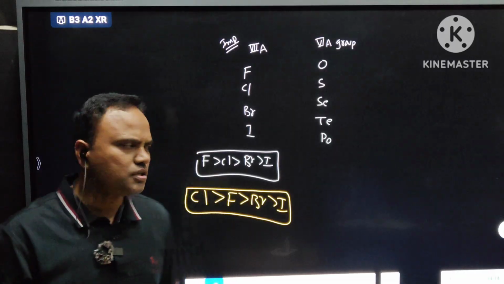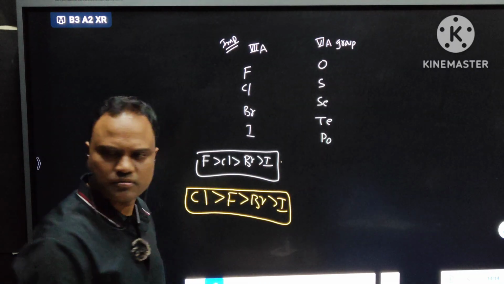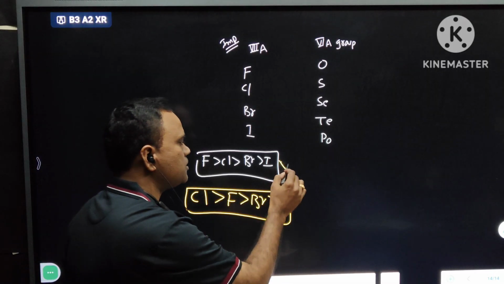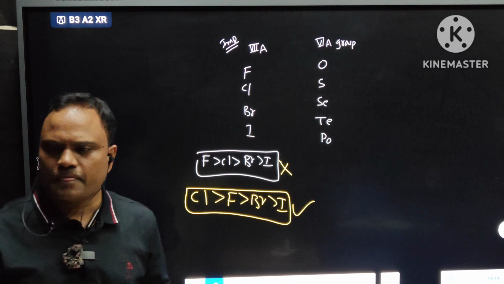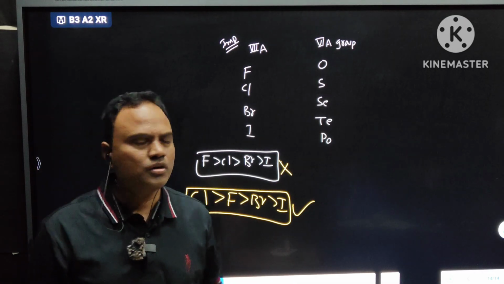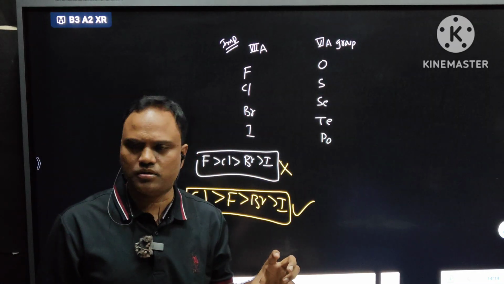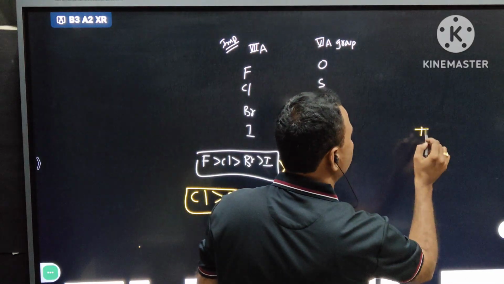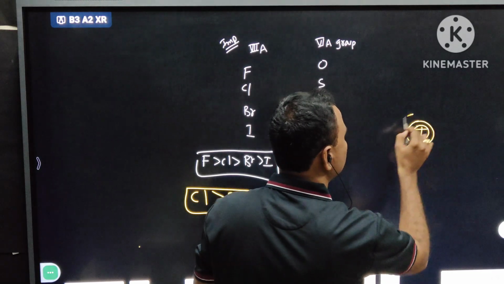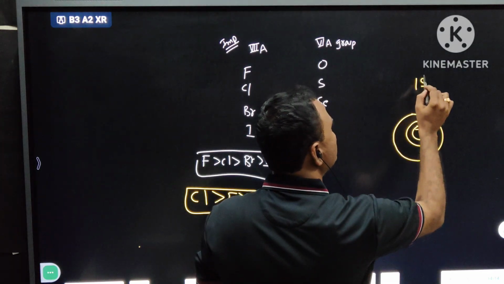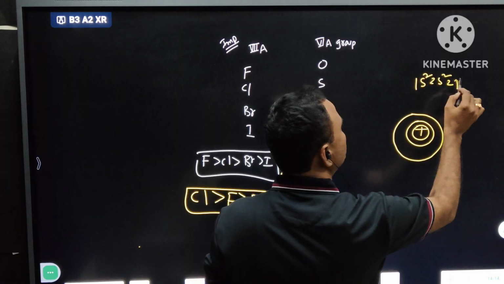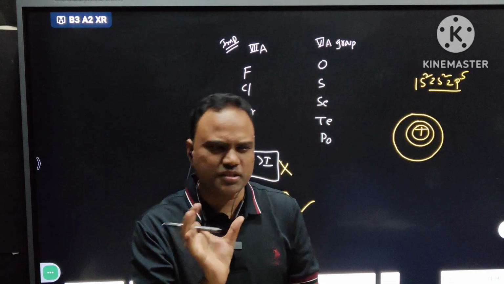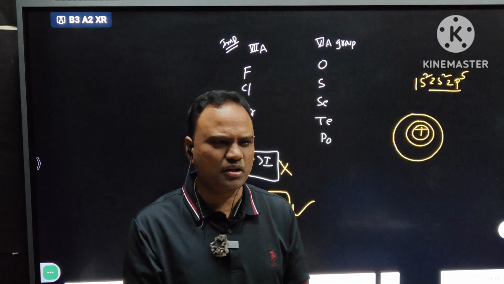What is the expected order? This is expected, right? Because fluorine's size is small. But this is not correct; this is correct. One simple reason: in fluorine, the second orbit, fluorine configuration 1s2, 2s2, 2p5. Generally the second orbit radius is small. Second means not that much bigger.